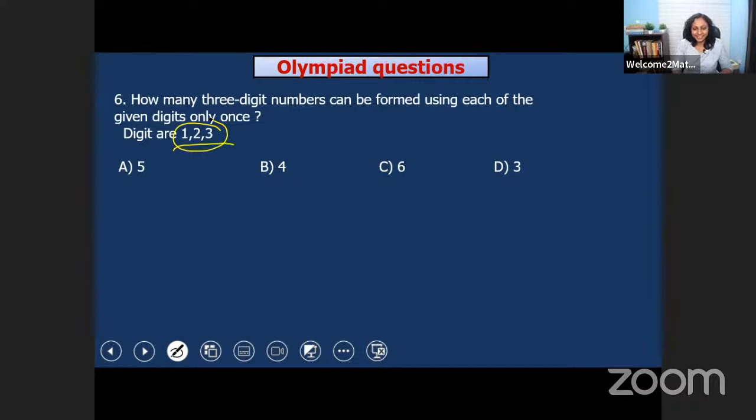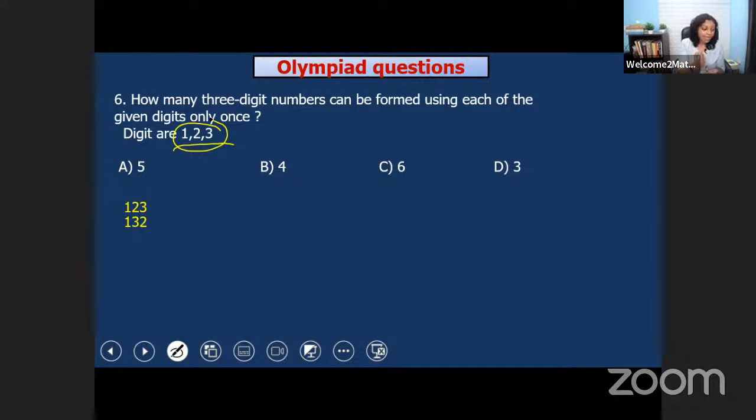Six. Okay, so let's see the answer first, and then I will check the answer box. You see we have 1, 2, 3. So first, which number can we make? 123 we can make, and next would be 132.